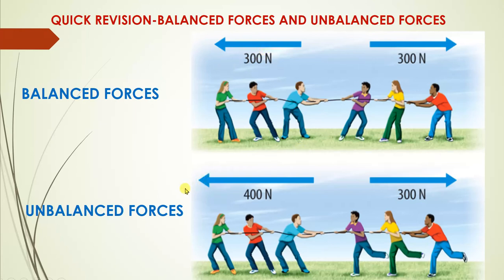And here unbalanced forces, you can see on the left side 400 Newton force is applied and on the right side 300 Newton force is applied. Means forces are not equal. When unequal force is acting on an object, and here the object is a rope, then it will be unbalanced forces.